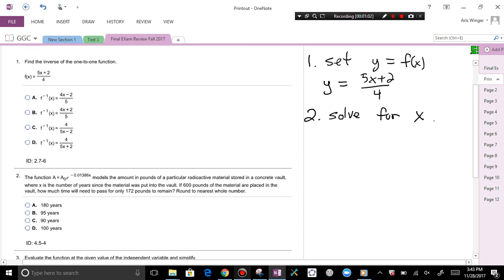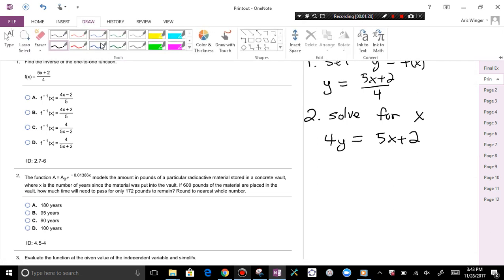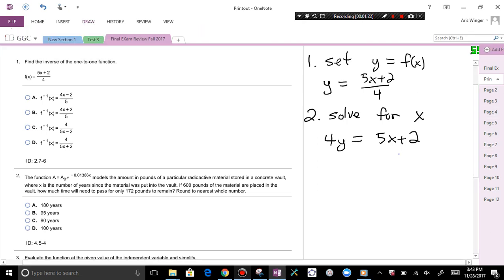If you solve for x, that means we need to get x by itself. There's a 4 here that we are currently dividing by. To get rid of this 4, we need to do the opposite of dividing and multiply both sides by 4. So 4y is equal to 5x plus 2. And then we're going to continue solving for x. Beat me to the answer if you can. To get x by itself, we would subtract 2 on both sides.